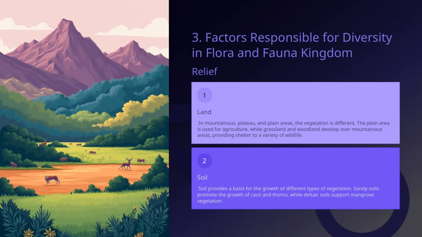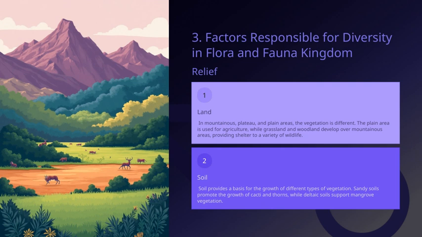Now, let's explore some of the key factors responsible for the diversity we see in flora and fauna across different regions. First, let's consider relief, which essentially refers to the land's surface features. In mountainous, plateau, and plain areas, the types of vegetation vary significantly. For example, plains are typically used for agriculture because the land is flat and suitable for farming. In contrast, mountainous areas tend to develop grasslands and woodlands, which provide shelter to a wide variety of wildlife.